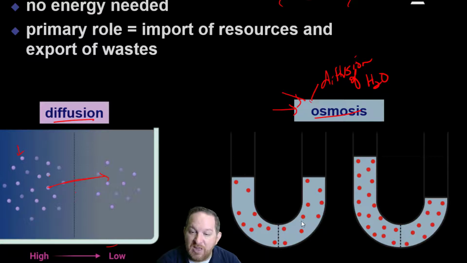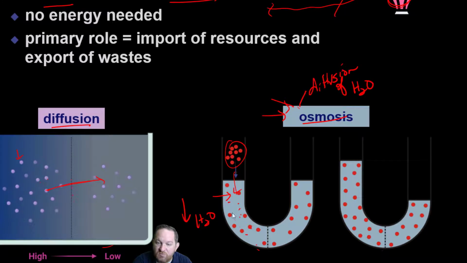Let's say that we've got a U tube, and right now it's pretty evenly distributed with, let's say, some sugar, some glucose in there, right? The molecule is pretty evenly distributed. Let's say we added a bunch of sugar molecules to one side. Now, there's a higher concentration of sugar over here. So if there's a higher concentration of sugar molecules, that means there's a lower concentration of water now, right?